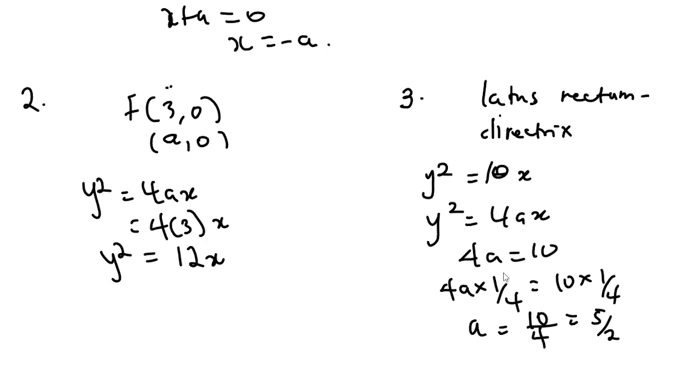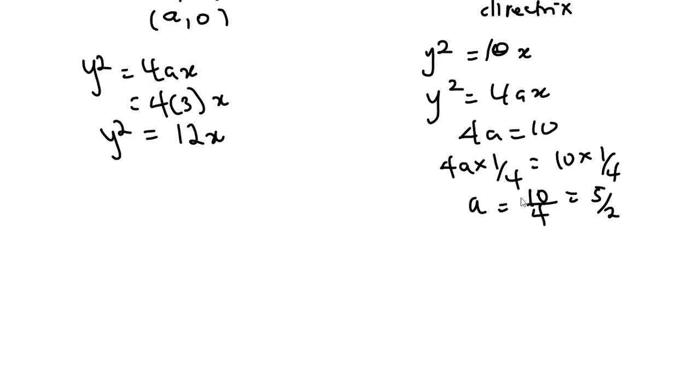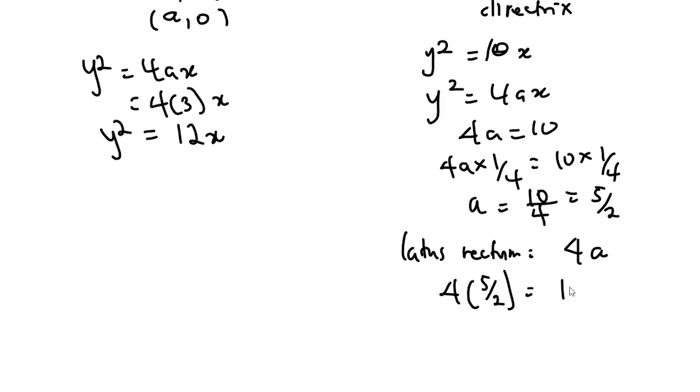Okay, so the next thing, now we have our a. Remember we said that the length of the latus rectum, or the length of the focal width, is equal to 4a. So it means that we have 4 multiplying 5 on 2, and this is going to give us 10 units. And that is the length of the latus rectum.